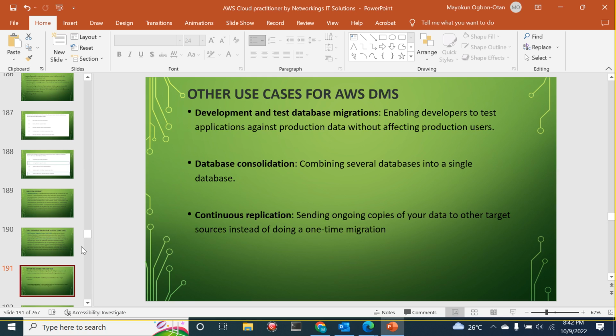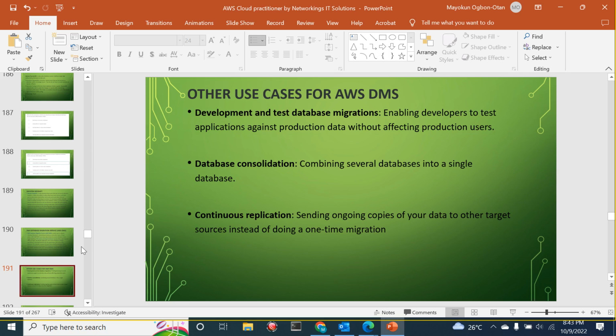Okay. So there are going to be 2 or 3 major kinds of migration. Another use case of AWS DMS is development and test database migration, enabling developers to test applications against production data without affecting production users. Remember, when you are migrating, they told us that our source database is still going to be running, which is going to reduce downtime, and everything is migrated to the target database. It is up and running there.